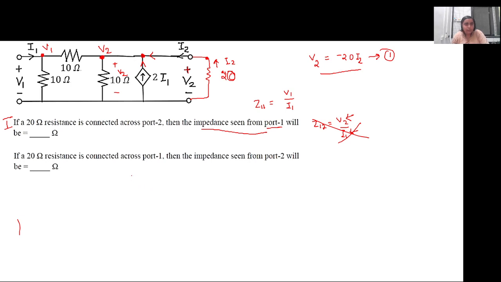So let's write the equation. I1 will be equal to V1 by 10 plus V1 minus V2 by 10.